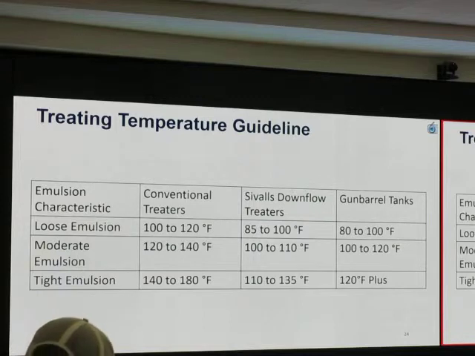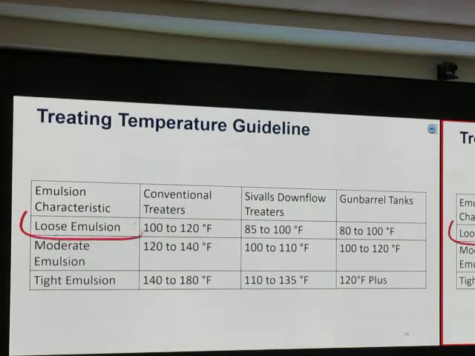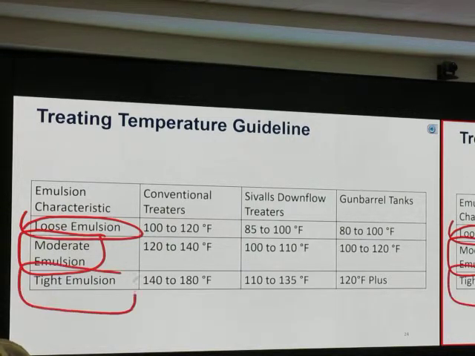Temperature heating guideline. If we have loose emulsion, it means it separates relatively quickly. Moderate emulsion means it takes some more time to separate. Tight emulsion means it's very difficult to separate.